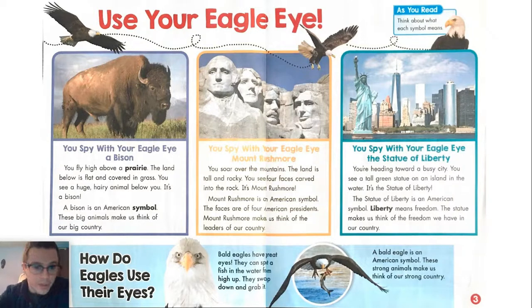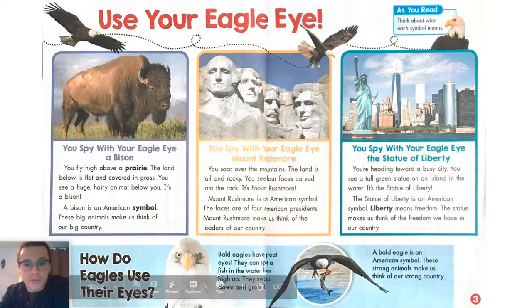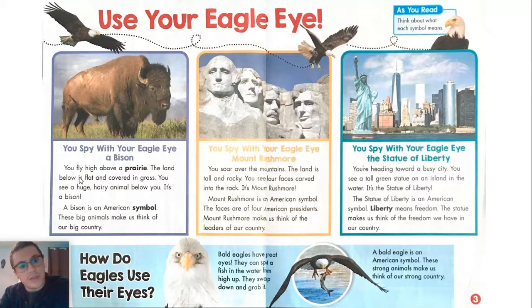All right, so we're figuring out what the word prairie means. Prairie is actually a bolded word. So, just looking through this article, I know that this is the word prairie right here. It sticks out. And we can also use the picture and the text around it to know what a prairie is. So, let's read the sentence that has the word prairie in it and the sentence after it. You fly high above a prairie. The land below is flat and covered in grass. Okay, so we know that a prairie is land that is flat and covered in grass.